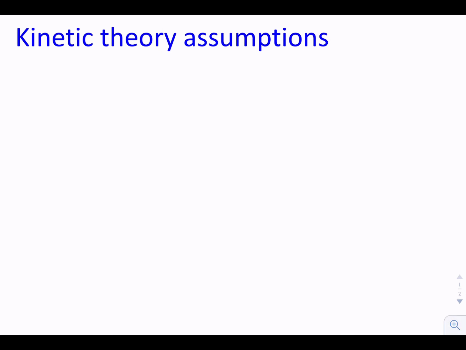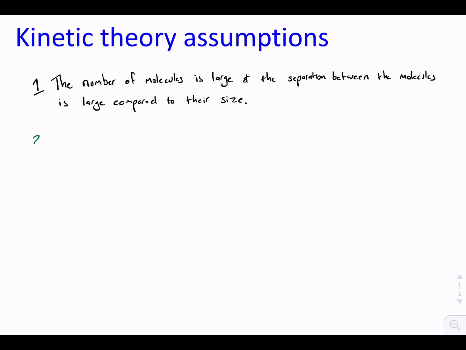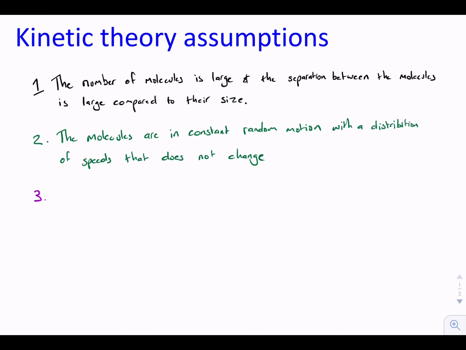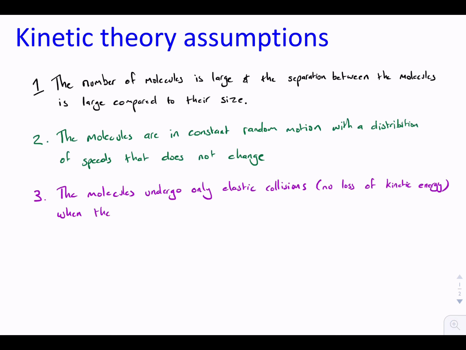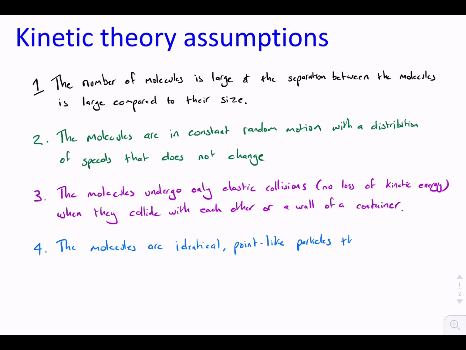There are four assumptions we need to make. They are that the number of molecules is large and that the separation between the molecules is very large compared to their size. The molecules are in constant random motion with a distribution of speeds that does not change. The molecules undergo only elastic collisions, i.e. no loss of energy when they collide with each other or the wall of a container, and the molecules obey Newton's laws of motion.